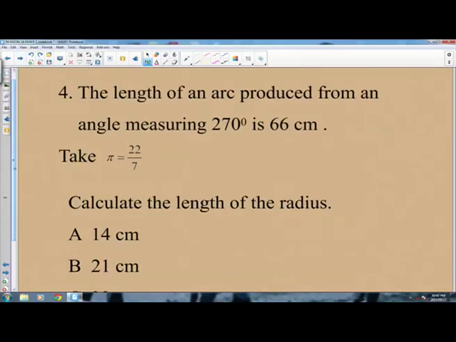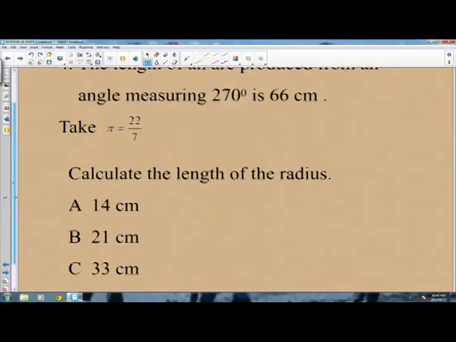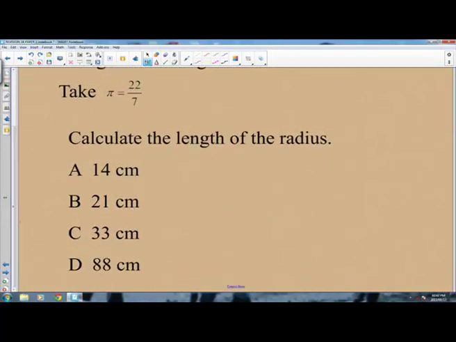Question number 4. The length of an arc produced from an angle measuring 270 degrees is 66 centimeters. Taking pi as 22/7, calculate the length of the radius. So here you are asked to calculate the length of the radius.